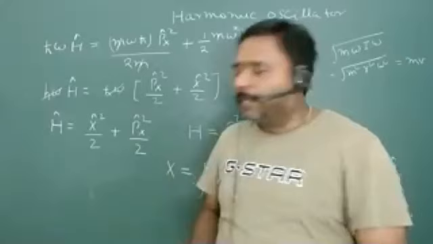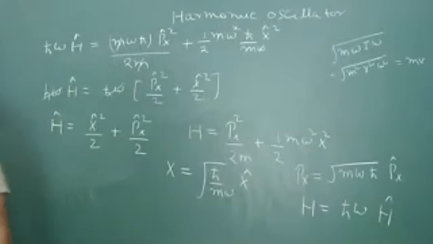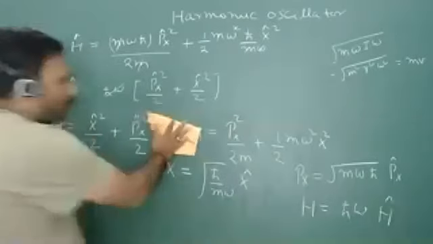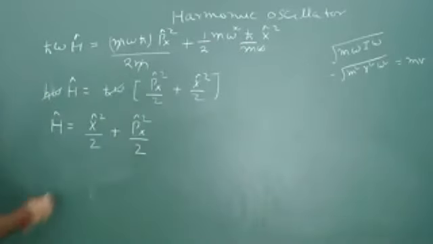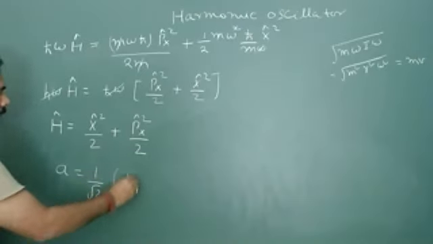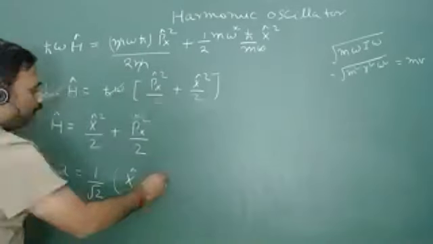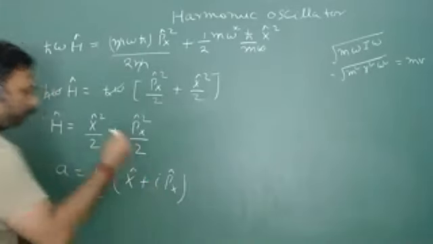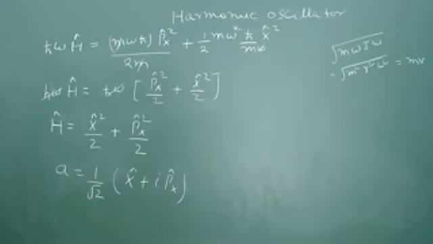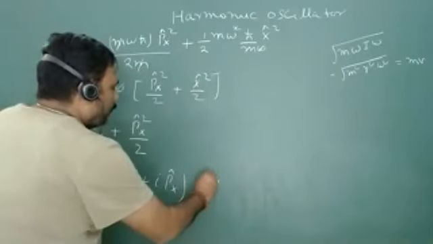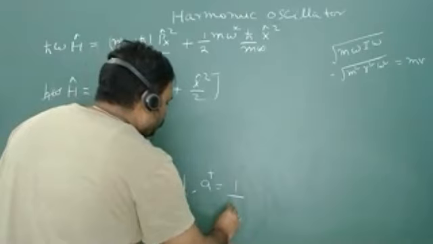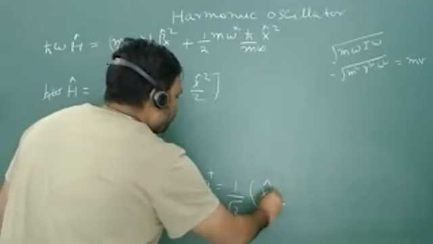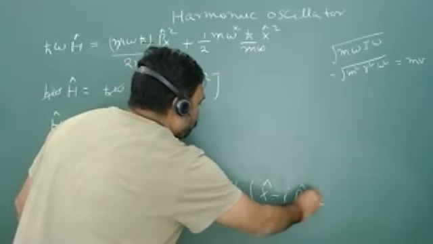So we can use these complex numbers, and we will redefine two new operators, and this new operator is very interesting. We have a equal to 1 by root 2 (x cap plus i px cap). This is my a operator, and again we can define the a dagger operator, which is all about taking the dagger of this. This is 1 upon root 2 (x cap minus i px cap).